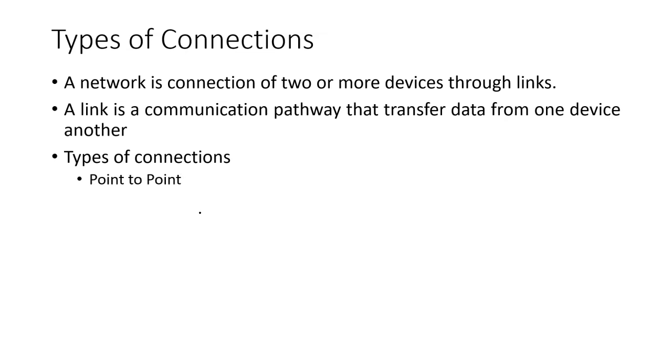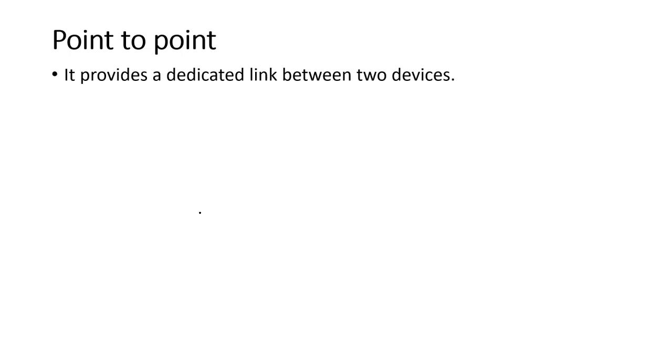So on the basis of communication pathway, there are two types of connection. First one is point-to-point connection and second one is multi-point connection. Let's see these two connections one by one. First one is point-to-point connection. This point-to-point connection provides a dedicated link between two devices, between the sender and the receiver.